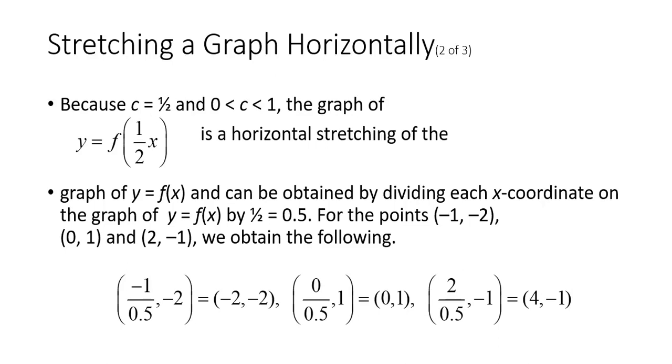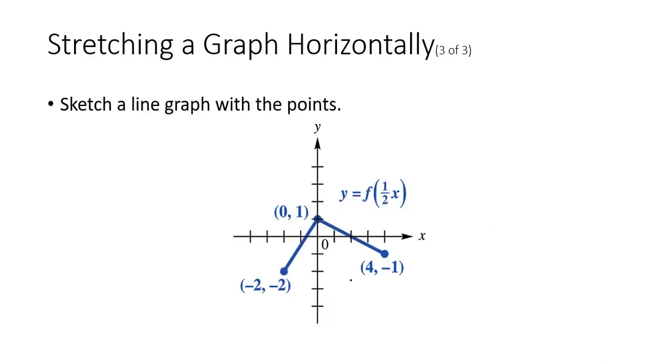So because c is 1/2, which is between 0 and 1, the graph of y is equal to f of 1/2 x is a horizontal stretching. So the graph can be obtained by dividing each x coordinate of the graph by the factor of 1/2 or 0.5. So the point -1 and -2 that was given to me on my graph of f of x would become -1 over 0.5, -2. The point 0 and 1 turns to 0 over 0.5, and so on. The next one would be 2 over 0.5. So these are my points here: -2 and -2, 0 and 1, 4 and -1. So we can sketch.